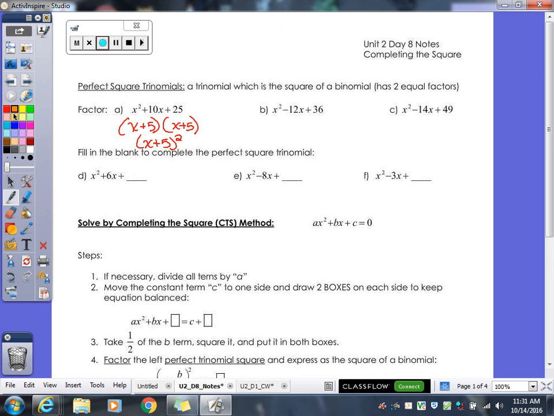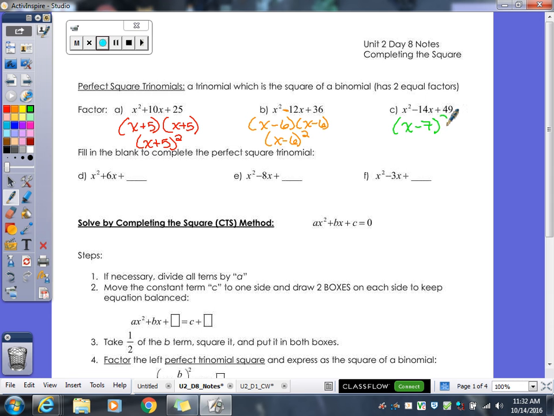How about for B? Would that be an example of a perfect square trinomial? Yes. What's the only difference with it, though? We're going to have subtraction. So this would be x minus 6 times x minus 6, which we would really write as x minus 6 squared. How about for C? How would C factor? X minus 7.